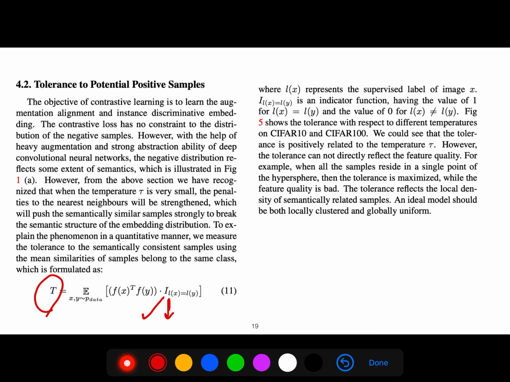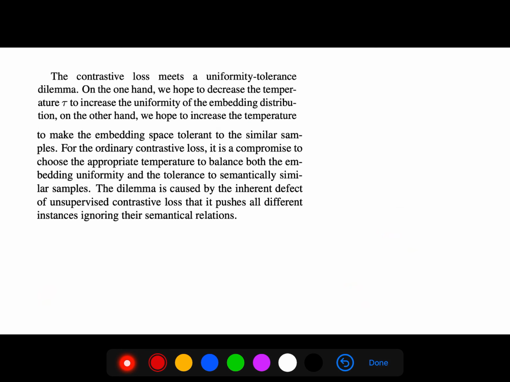However, the tolerance cannot directly reflect the feature quality. For example, when all the samples reside in a single point of the hypersphere, the tolerance is maximized, while the feature quality is bad. The tolerance reflects the local density of semantically related samples. An ideal model should be both locally clustered and globally uniform. The contrastive loss meets the uniformity-tolerance dilemma.